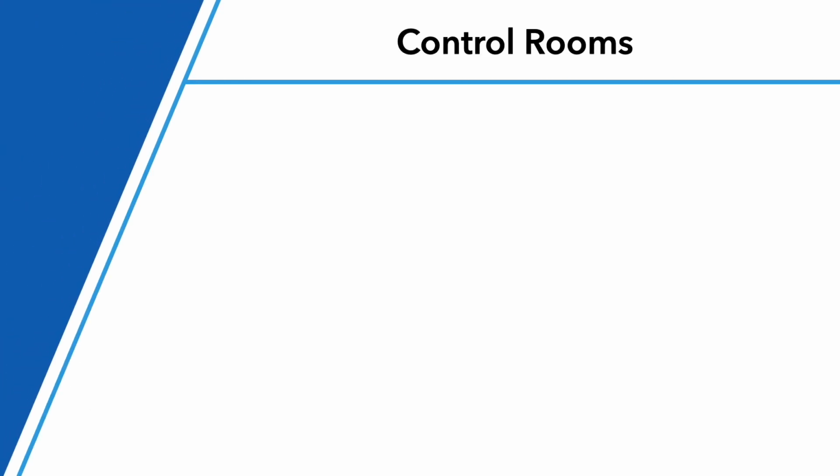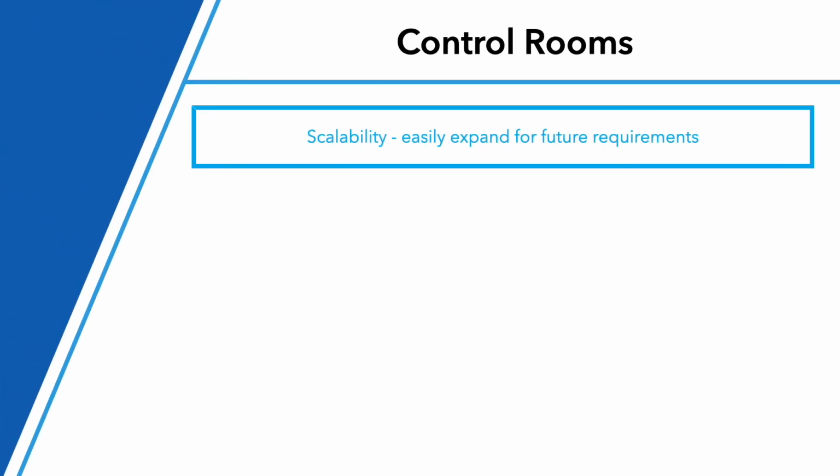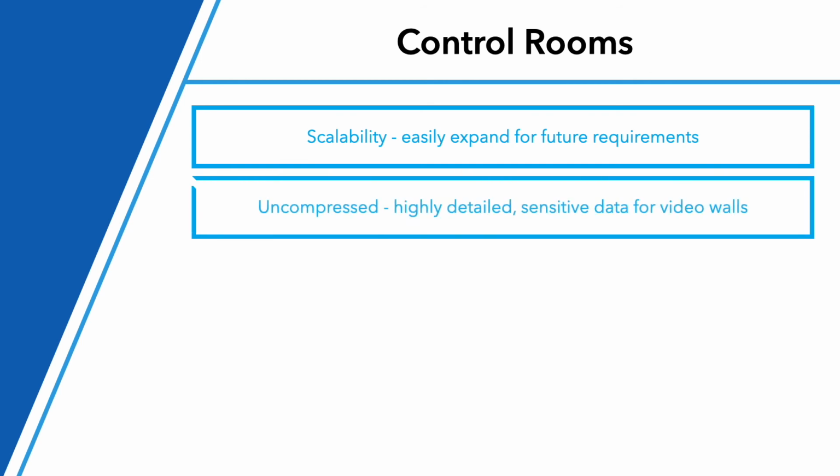Again, control rooms, they want to be able to scale easily, right? They want to be able to add quickly, right? So you put down a transmitter or receiver and you plug it into the network and you're rolling. Uncompressed video, highly detailed sensitive data in control rooms, right? So they need to see uncompressed video with that sensitive data for video walls.